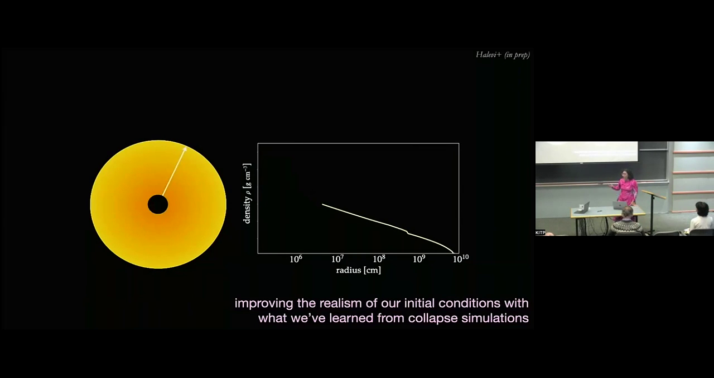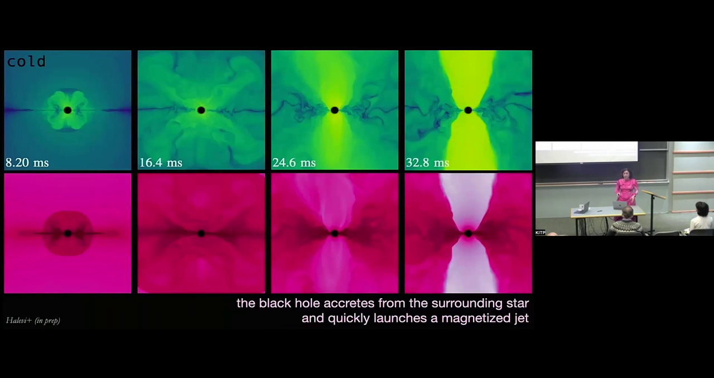and working with a student that I'd been advising at Princeton, Belinda Wu, added pressure to these simulations that were before artificially cold. And what we find is in very short times, you form a jet rapidly in an accretion disk. So on the top, you're seeing magnetization, and on the bottom, you're seeing density. So you form this low density, highly magnetized jet. This is for a star that has an artificially cold temperature.